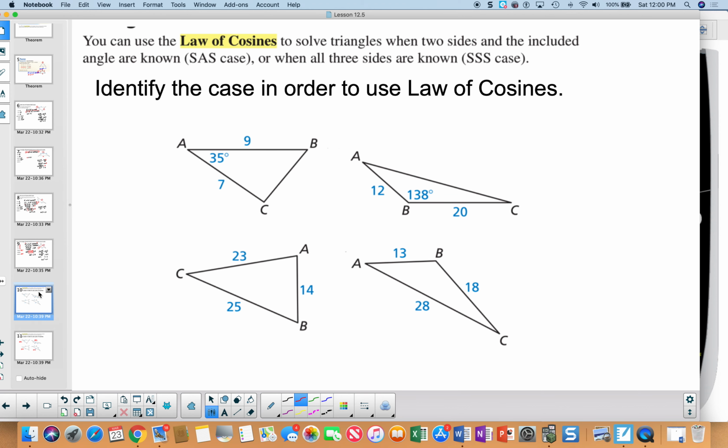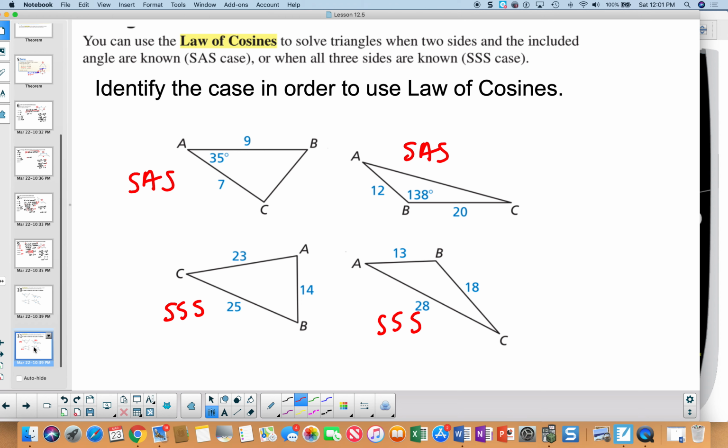Okay, your turn. All I want to see is if you can identify the case for each one of these triangles. Can you identify whether it's side angle side or side side side? And here's the answer.